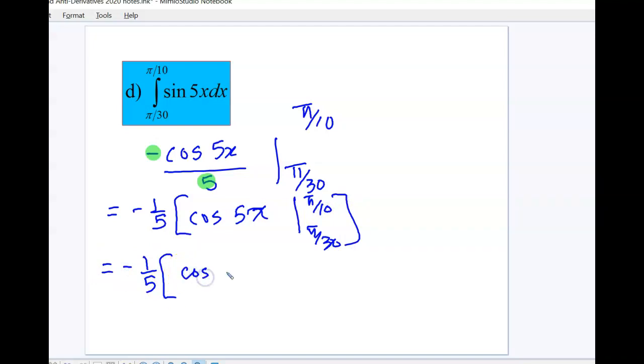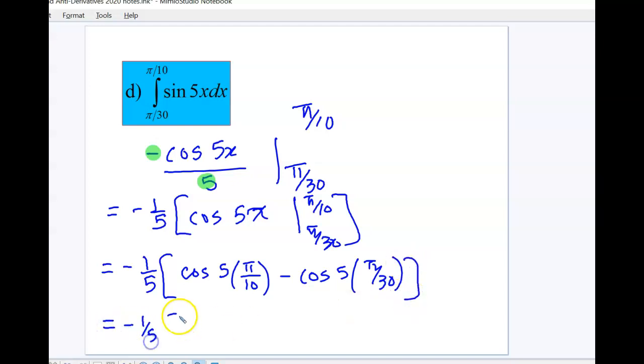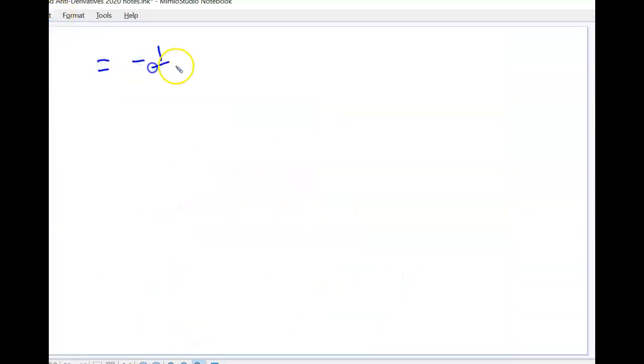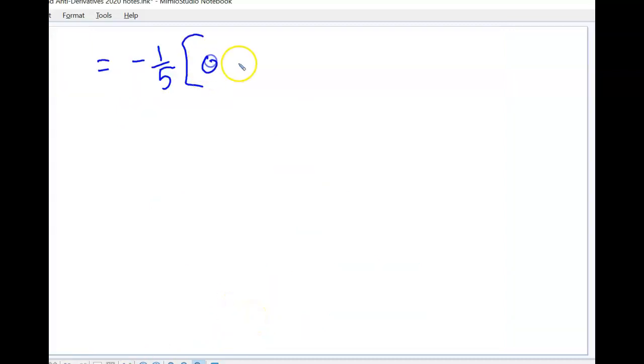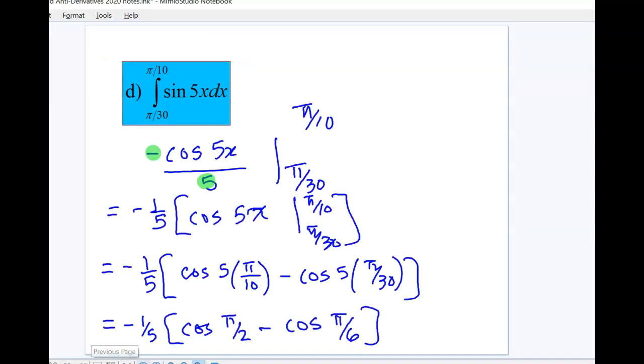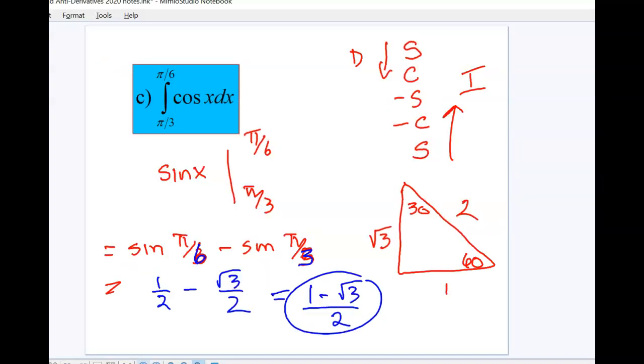So this is going to be the cos of 5 times pi by 10 minus the cos of 5 times pi by 30. So this is going to be the cos of pi over 2 minus the cos of 5 pi over 30, which is pi over 6. So this is going to equal negative 1/5. The cos of pi by 2 is 90 degrees, and the cos of 90 is 0, minus the cos of pi by 6. I need my triangle again. Pi by 6 is 30 degrees. Cos is going to be root 3 over 2.